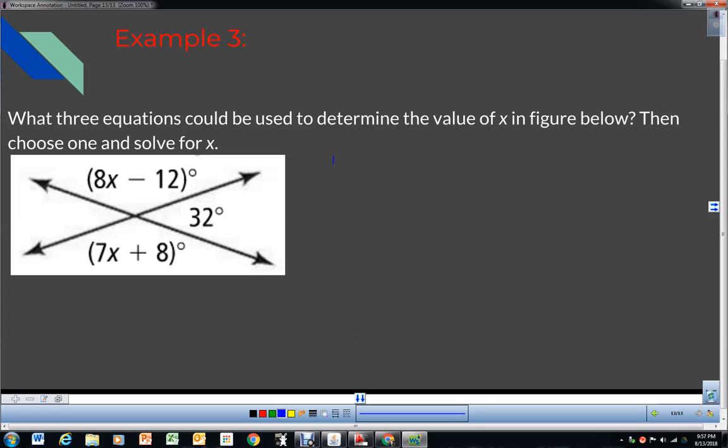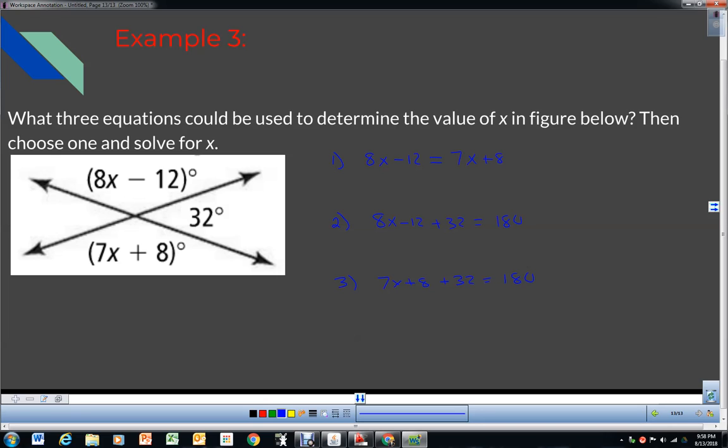So first one here, I'm going to say that 8x minus 12 is equal to 7x plus 8. Those two angles are congruent. The second method is I can say that these are supplementary. So I can say that 8x minus 12 plus 32 is equal to 180. And just like these are supplementary, so are these. So the third way would be 7x plus 8 plus 32 is equal to 180.